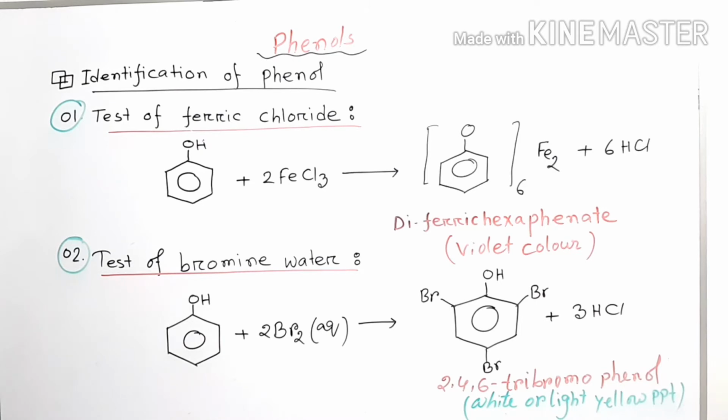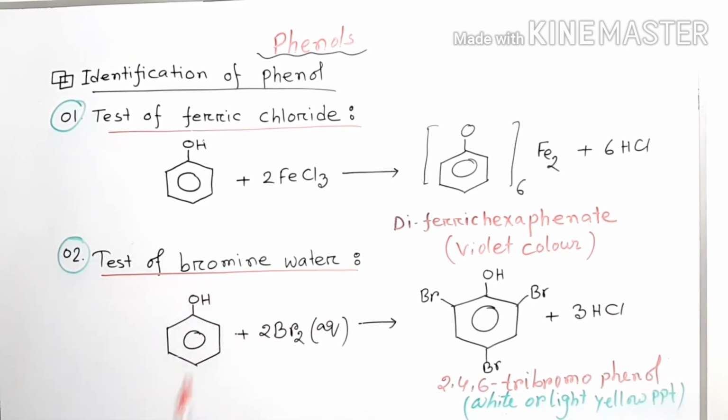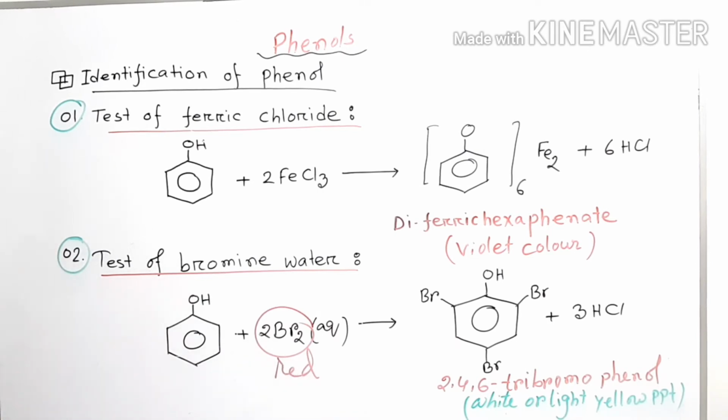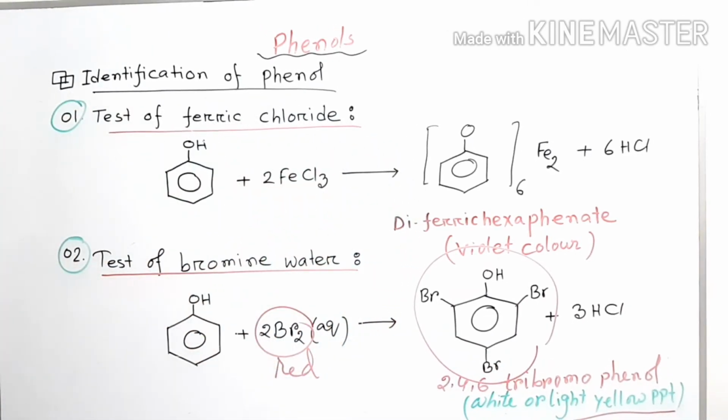And test 2, test of bromine water solution. If bromine water is added to the aqueous solution of phenol, then the red color of bromine disappears and a white or light yellow precipitate is formed. By these two reactions, we can identify phenol.